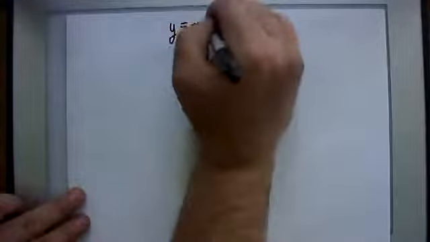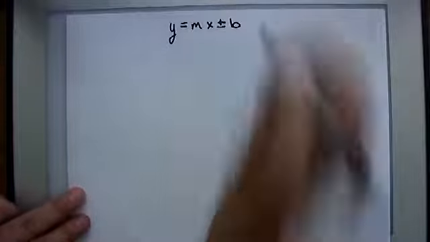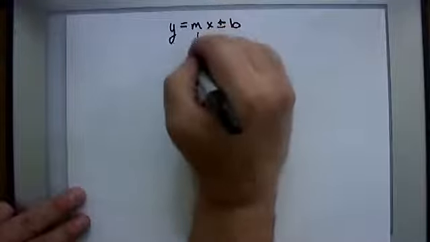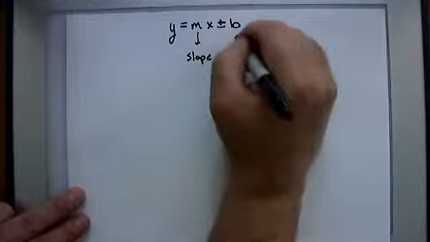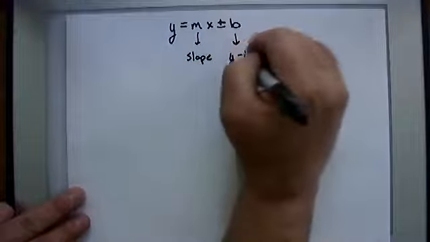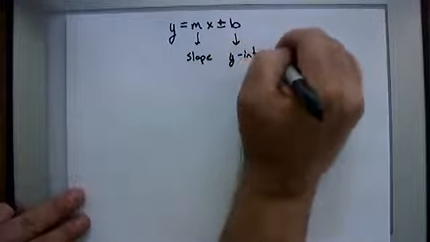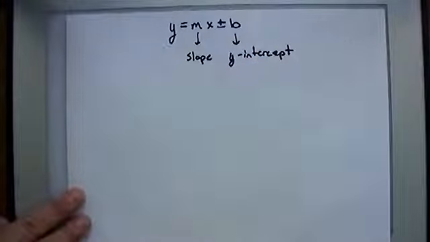So again, same thing I've written at the top of the last 3 papers, y equals mx plus or minus b. The m is called the slope, and the b is called the y-intercept. I haven't referred to that by its name, I don't think, so there it is. The m is called the slope, the b is called the y-intercept. Remember, they are just numbers.